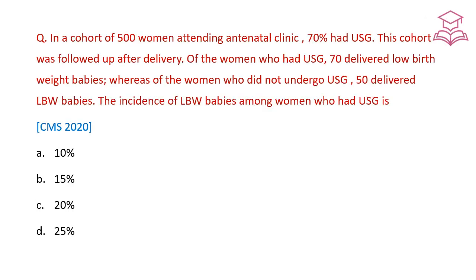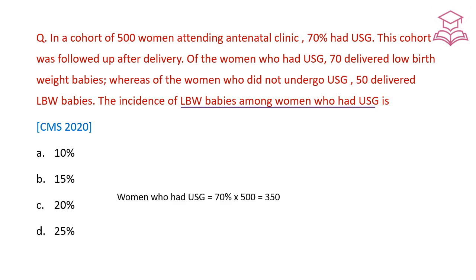In a cohort of 500 women attending antenatal clinic, 70% had USG. This cohort was followed up after delivery. Of the women who had USG, 70 delivered low birth weight babies, whereas of the women who did not undergo USG, 50 delivered low birth weight babies. The incidence of low birth weight babies among women who had USG is?